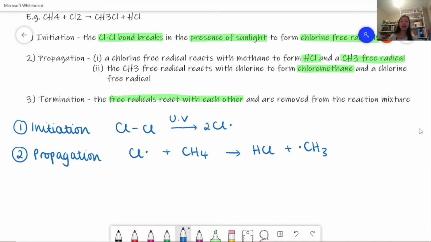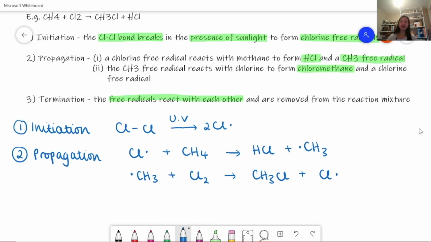And the second step is where we have this CH3 free radical reacting with chlorine, and this will form our chloromethane, CH3Cl, because basically it takes one of the chlorine atoms from the chlorine. And so we get a chlorine free radical. And so this is the free radical that goes and then repeats these 2 steps. So this is the chain reaction.